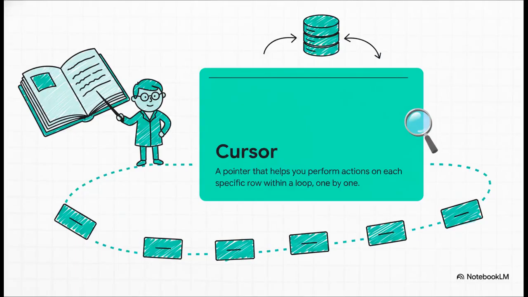The best way to think about it is like a librarian carefully reading a book line by line. A cursor is a pointer that lets you step through your query results one single row at a time. And this is absolutely critical when you need to do complex things that a simple update command just can't handle, like calculating a running total or calling some other process for every single record.